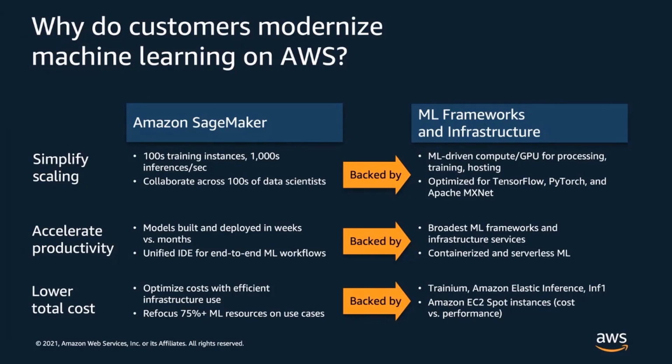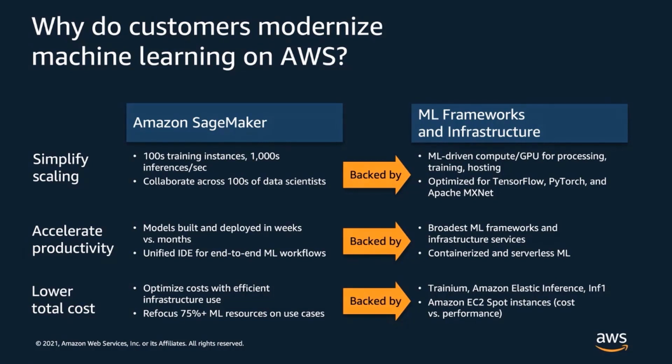AWS also offers a broader choice of compute instances and accelerators relative to on-premises and other cloud providers, from training, such as Trainium, and hosting, Elastic Inference, and Inferentia, and GPU acceleration.